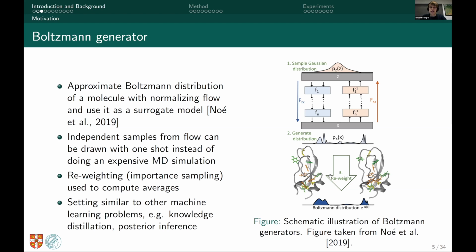A nice thing is also that, as we will see, normalizing flows provide tractable density. So therefore, we can also do reweighting. I will also explain on a later slide what this is.